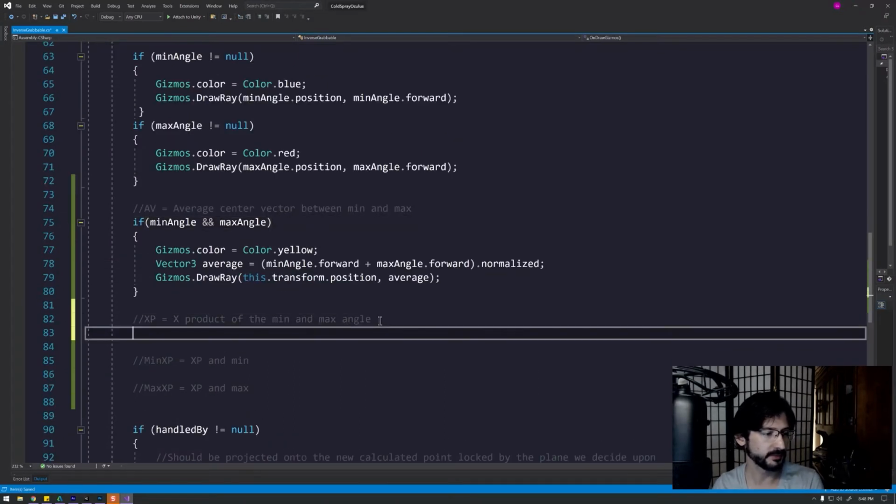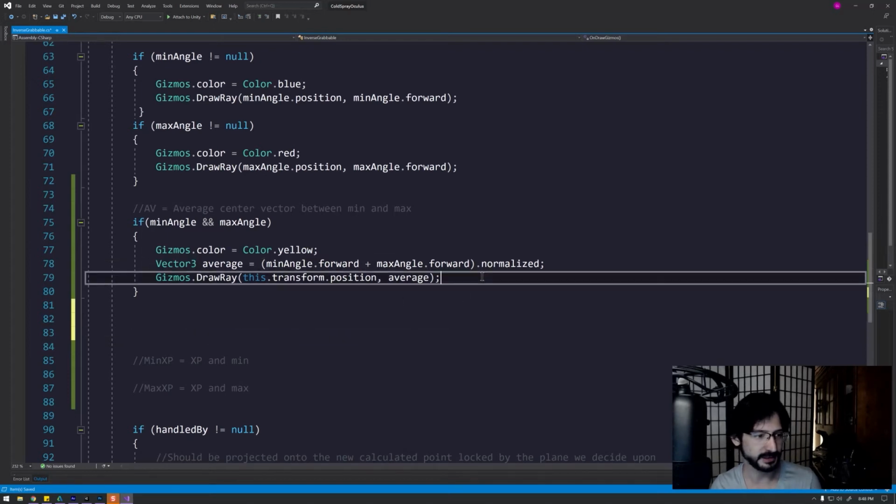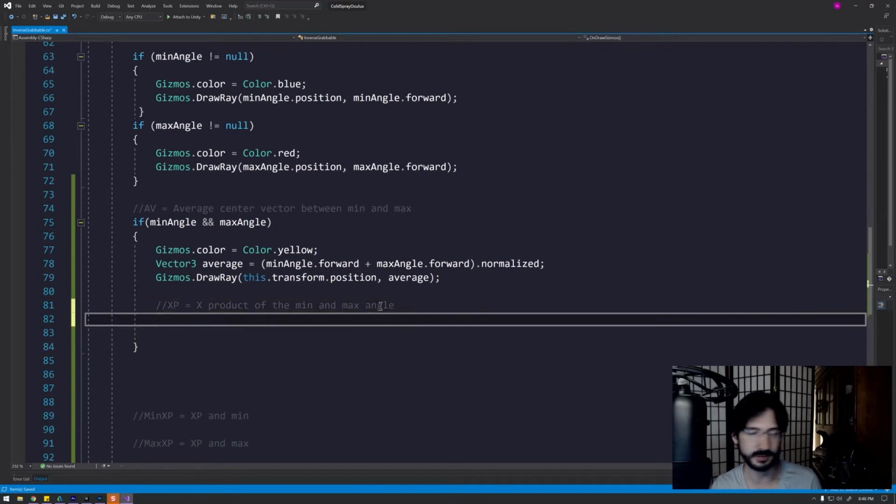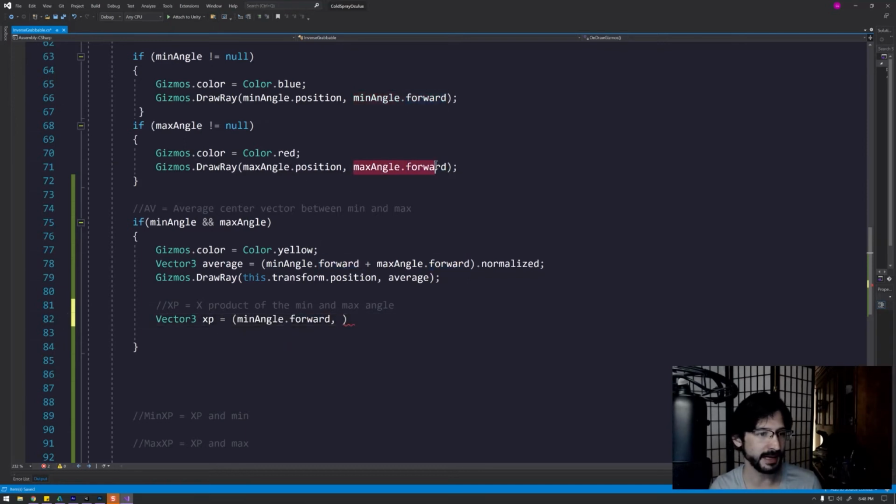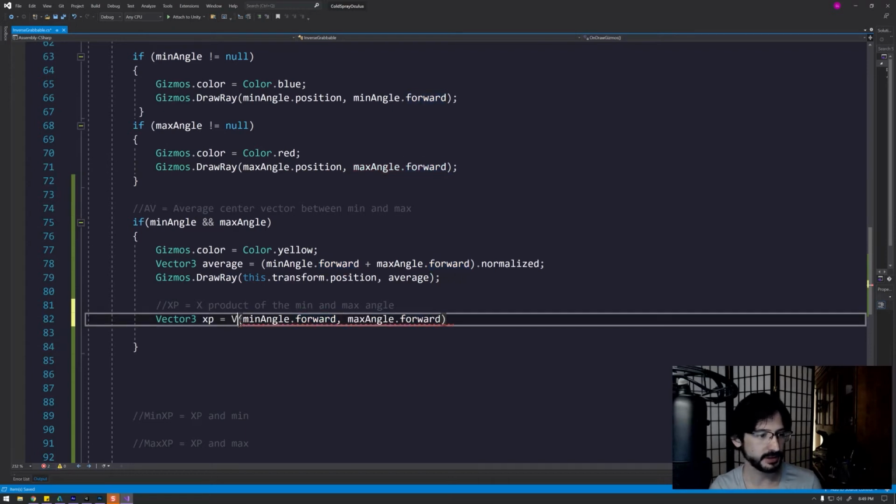Let's do the cross product of these two angles. So we're going to do this inside of here because if we've already checked to see if these exist, we might as well keep working with it, right? Let's do a Vector3 and we'll do XP is going to be equal to, and now we're going to take the two vectors up here, the min and the max angle, and we should probably do some sort of a check because we could potentially get a value of 0 if the angles were the same. But for right now, we'll ignore that. But we're going to take the min angle, and then we're also going to take into this the max angle as well. And then we can just do a Vector3.Cross of those two.